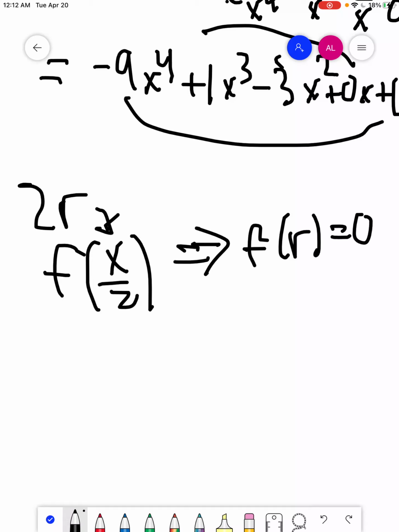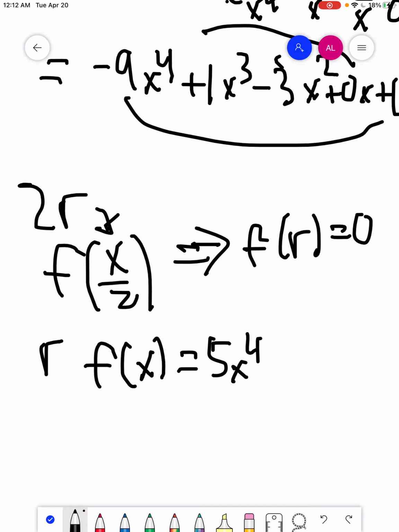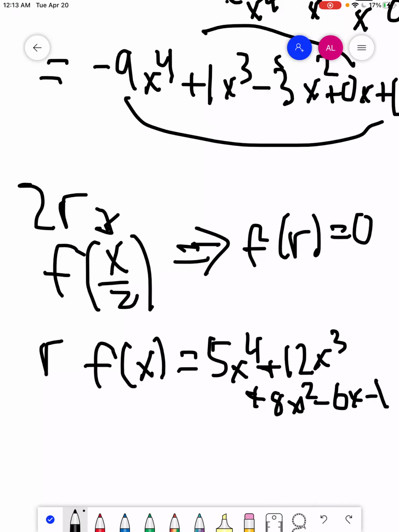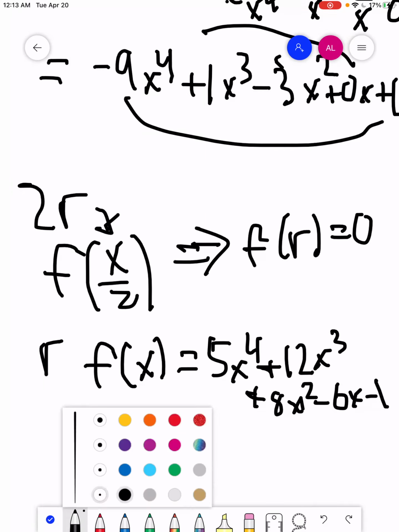So let me do an example. Let's say I want a polynomial whose roots are half of those. Let's give a polynomial f of x is equal to 5x to the 4th plus 12x to the 3rd plus 8x squared minus 6x minus 1. Let's say we want the roots that are twice those of this one.